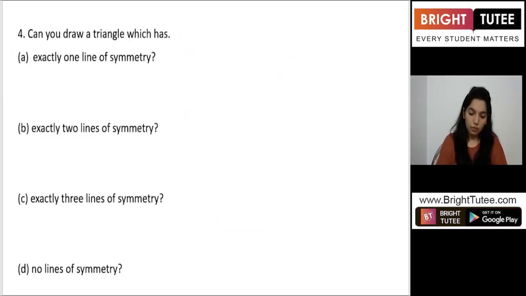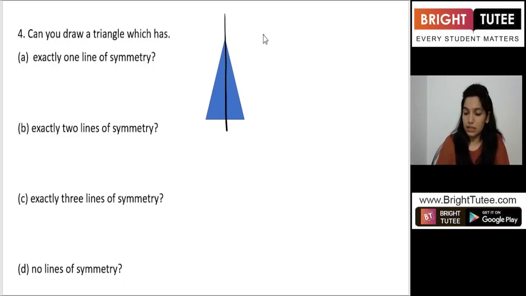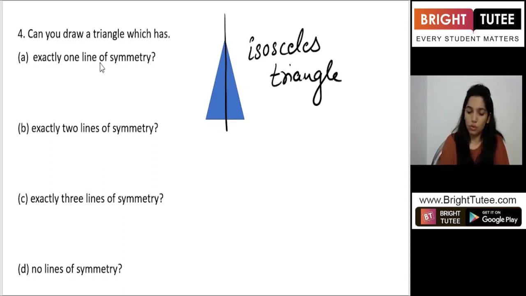Okay, now moving ahead, it says, can you draw a triangle which has exactly one line of symmetry? I hope you remember what kind of triangle has only one line of symmetry. An isosceles triangle, right? If I draw a line right here in between, this is an isosceles triangle. An isosceles triangle has only one line of symmetry.